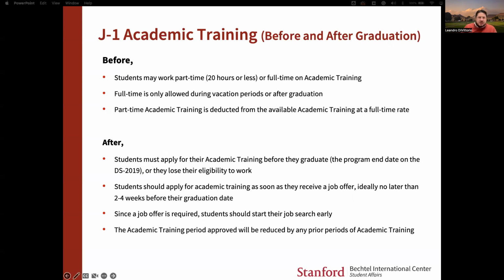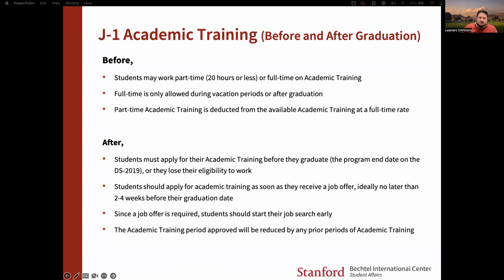Part-time academic training is deducted from the available academic training at a full-time rate. That means you have 18 months, for example, of academic training. If you're using 2 months of part-time academic training, that's 2 months less that you will have later. So instead of 18, you will have 16 months, regardless of whether it was part-time or full-time.